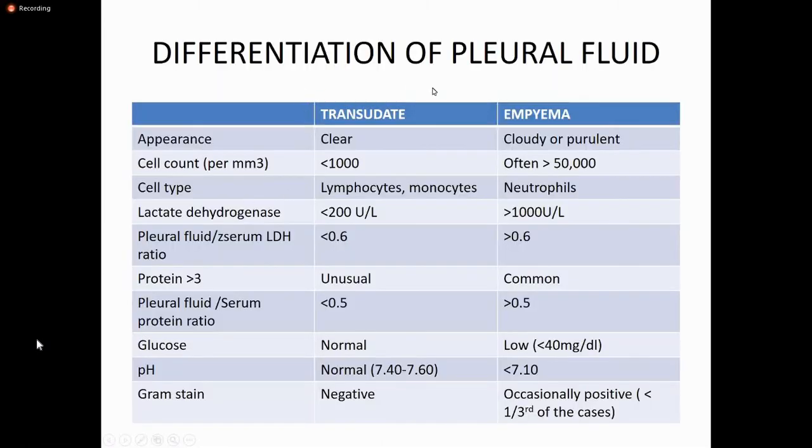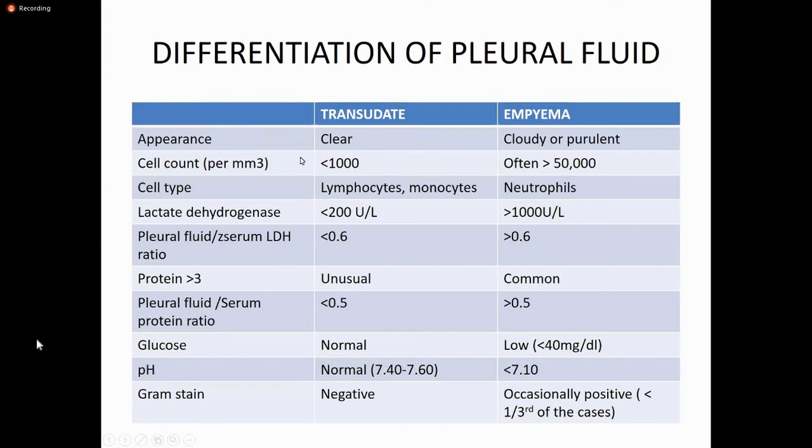Okay, now how do we differentiate between the transudate and empyema? Whenever there is pleural effusion, it has to be drained with the help of a chest tube, or sometimes, in an emergency situation, we do a tap with the help of a syringe. Whenever the fluid is drained, it is sent for DR and culture.